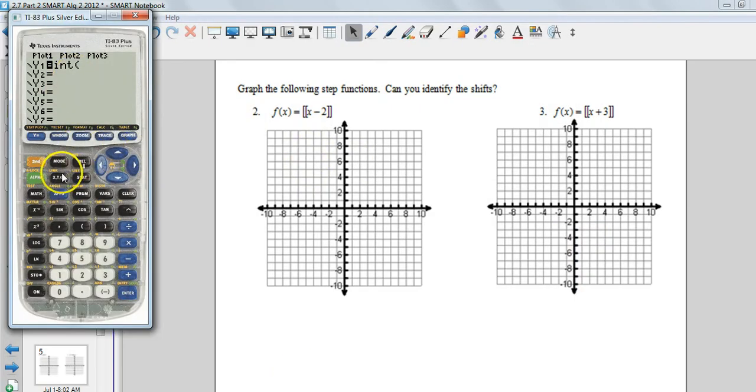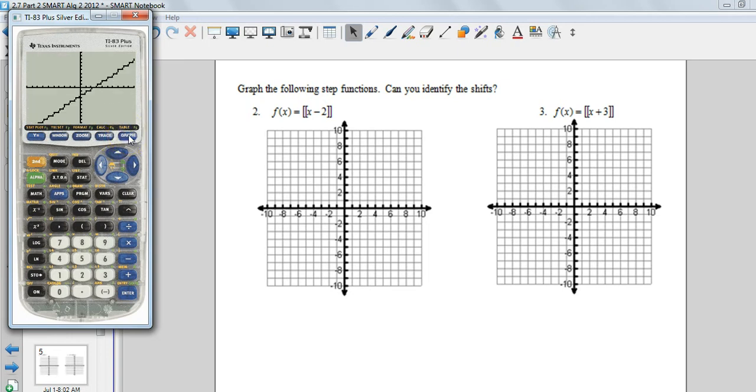So we pull up the greatest integer, and then you type x minus 2. Now, because I closed the parentheses after the minus 2, I'm telling my calculator I want the minus 2 to be inside the greatest integer brackets. Go ahead and hit graph.